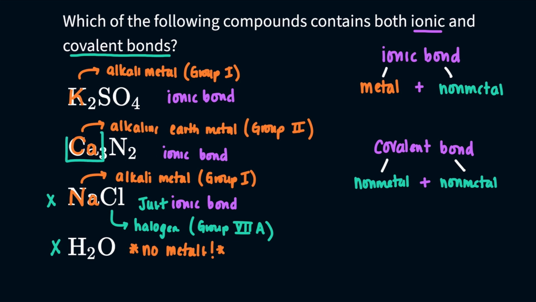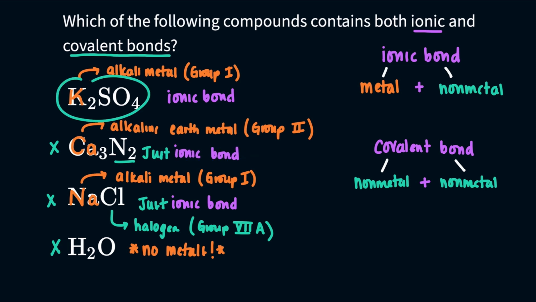Let's keep it going. We have calcium, which is the metal, interacting with nitrogen, the nonmetal, for the ionic bond. There are no other nonmetals. I don't have anything else, like nitrogen reacting with another element. So this one can't be it. This is just an ionic bond. Which brings us to K₂SO₄. This has to be the answer, but we'll go a little bit in depth as to why.